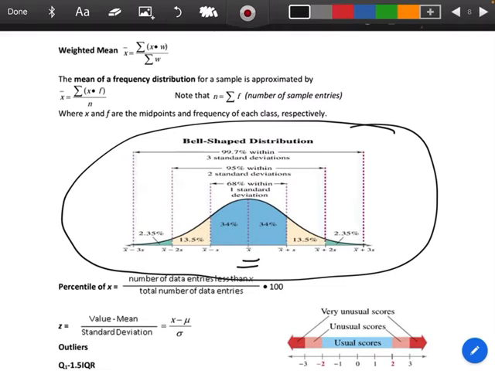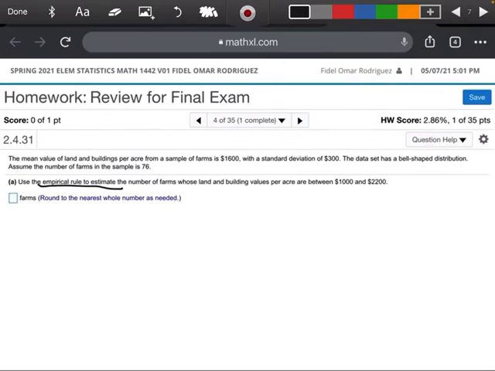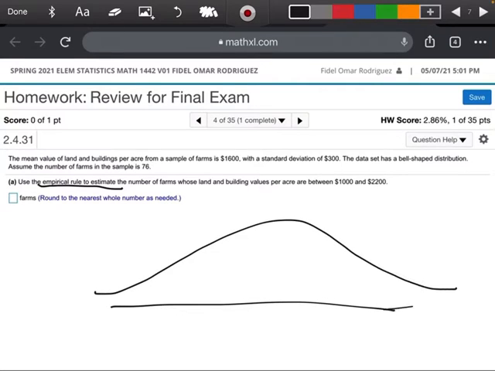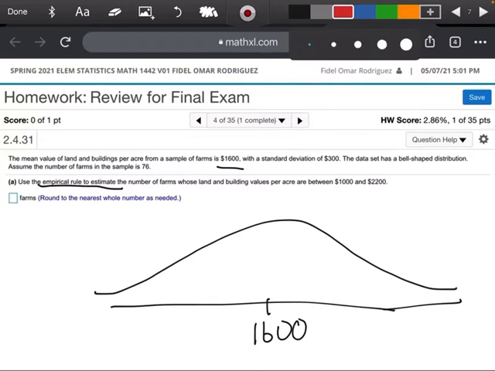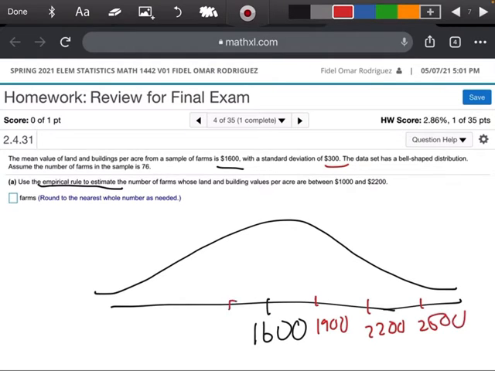I want to remind you, my mean is going to go right here. Here's my X bar, and then we're adding our standard deviations and subtracting our standard deviations from that value. So I'm going to draw a picture. Here's my normal curve, and we have the mean value being 1,600. Then we start adding 300. So this is going to be 1,900, this is going to be 2,200, this is going to be 2,500.